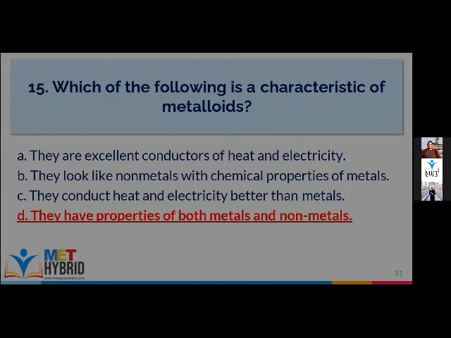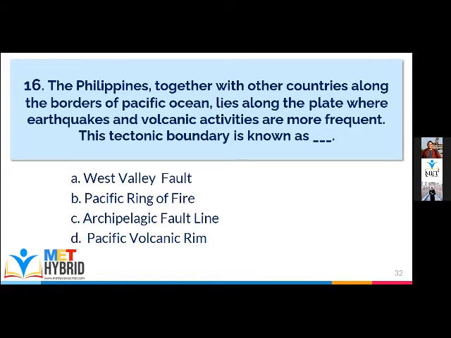Let's go to 16. The Philippines, together with other countries along the borders of the Pacific Ocean, lies along the plate where earthquakes and volcanic activities are more frequent. This tectonic boundary is known as A, West Valley Fault, B, Pacific Ring of Fire, C, Archipelagic Fault Line, D, Pacific Fault Volcanic Rim. Wow! So lahat nag-answer ng letter B.